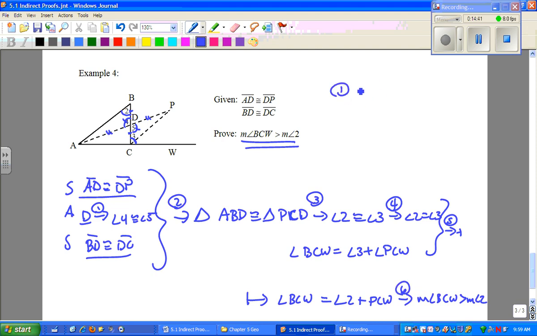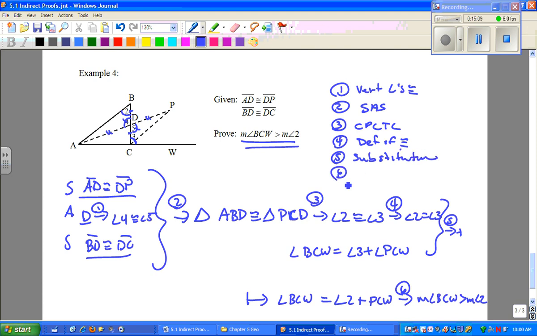Talk through it because what did you do? The first one was vertical angles congruent. 2, we proved the two triangles by side angle side. 3, obviously everybody knows CPCTC comes afterwards. 4, we brought back definition of congruent because we went from congruent to equals. All right. 5, what we did here, we did substitution because there were equal signs. 6, then what we did was we subtracted, we removed the PCW, and we were able to, talk through it and say that these were there.